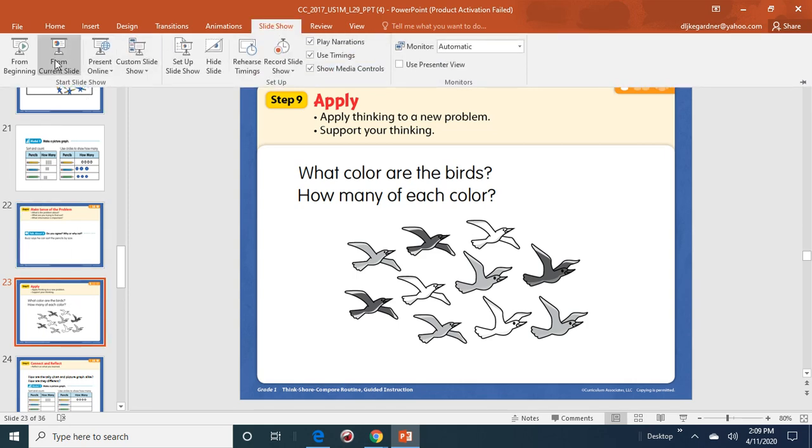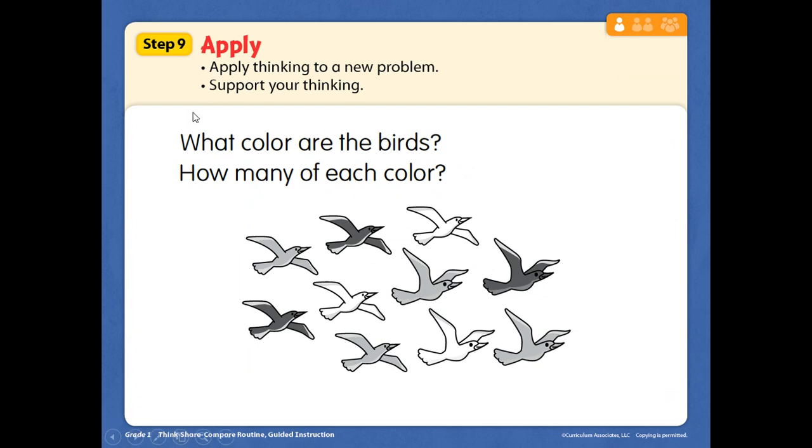Now we're going to go to our birds. The birds are asking, what color are the birds and how many of each color? So your follow-up Seesaw activity is to make sure that you're understanding how to sort. So go to your Seesaw activity now. You will complete the bird activity on page 1, and then there is another activity on page 2.